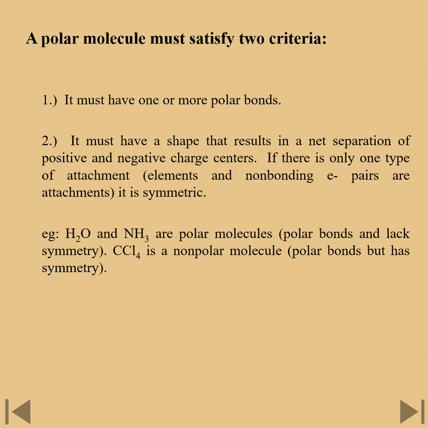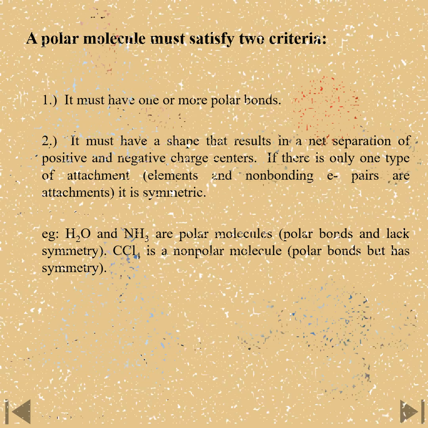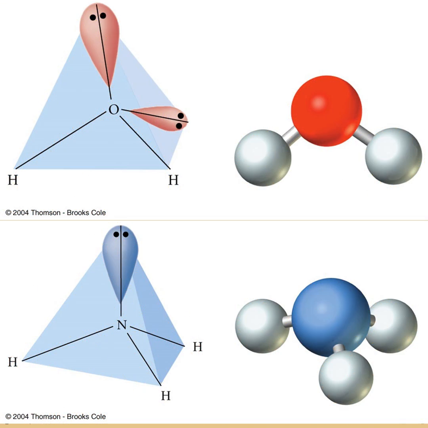Okay, we already saw examples where water and ammonia were polar because they had that asymmetric shape. We had two different things attached. We had non-bonding electrons. Whereas the carbon tetrachloride was a non-polar molecule, even though we had polar bonds, because we only had one thing attached, those chlorines, they were arranged symmetrically. And it doesn't matter how polar your bonds are. If you have a symmetric molecule, it's going to be a non-polar molecule.